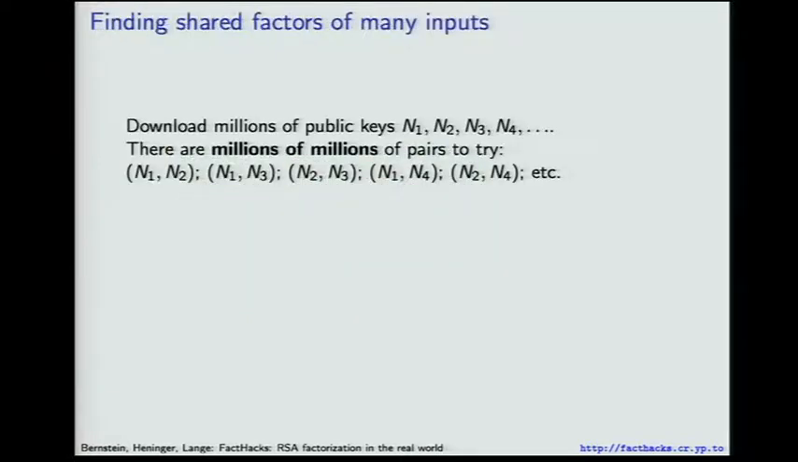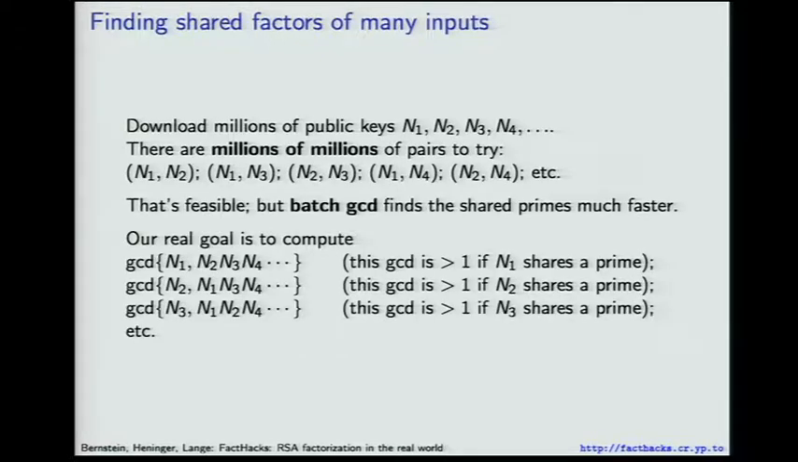Now you can actually do this for tons and tons of keys. You download, say, millions, tens of millions of keys from the internet, all the different SSL servers, maybe go for some SSH keys. You download tons and tons of public keys, and then you try all the pairs with Euclid's algorithm. And it's so fast that you can do this, but actually, you can do better.